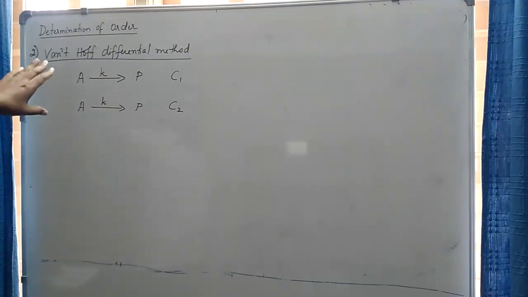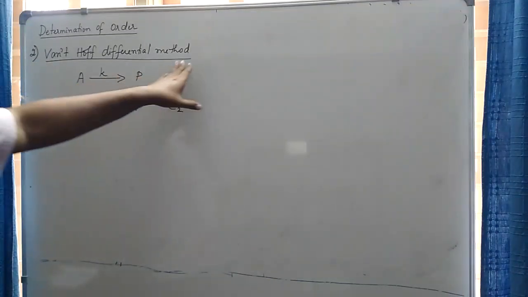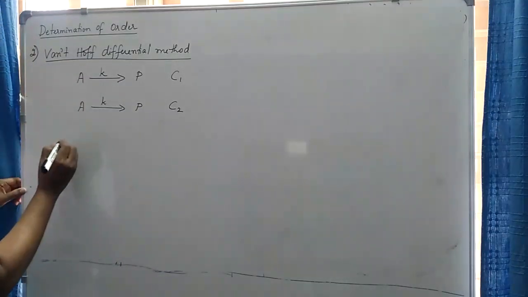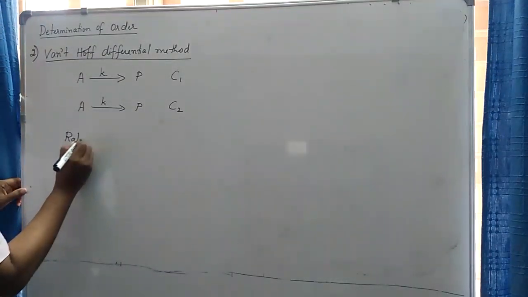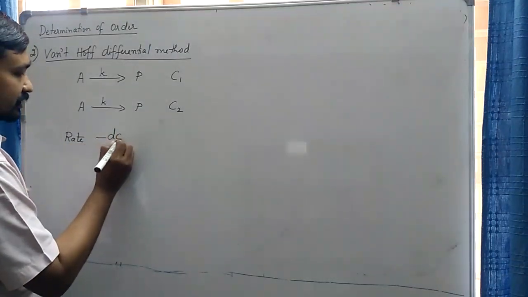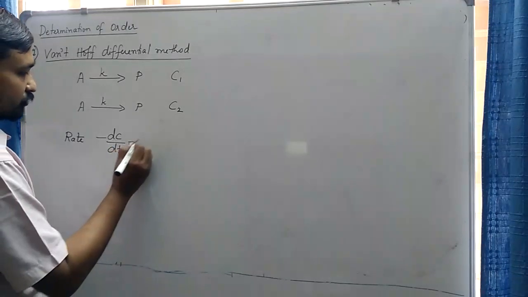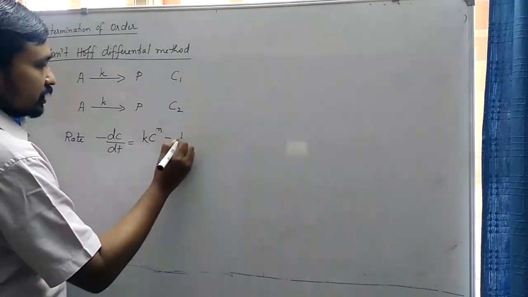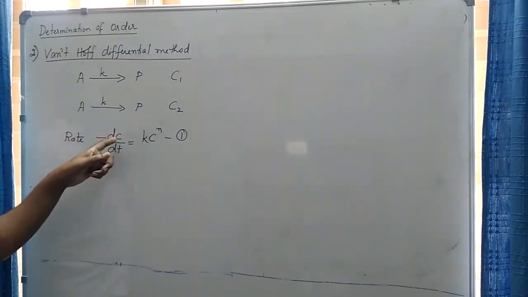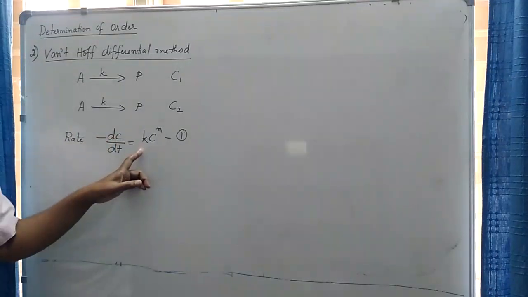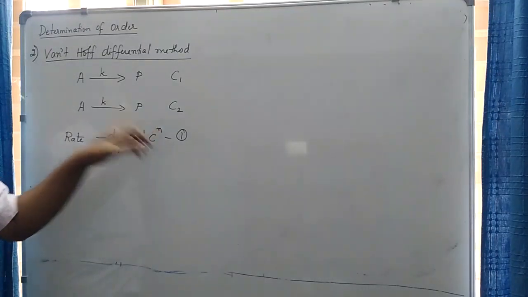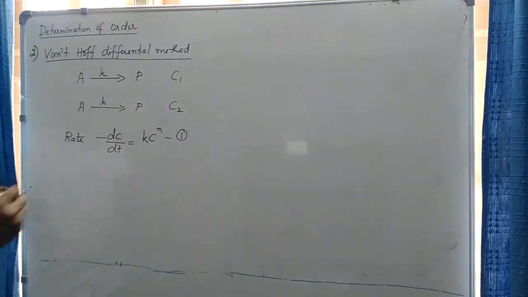So we have the same reaction carried out with different initial concentrations C1 and C2. We know that the rate of the reaction, in the differential form, is -dC/dt = K C^n, where C represents the concentration of the reactant, K is the rate constant of the reaction, and n is the order of the reaction.